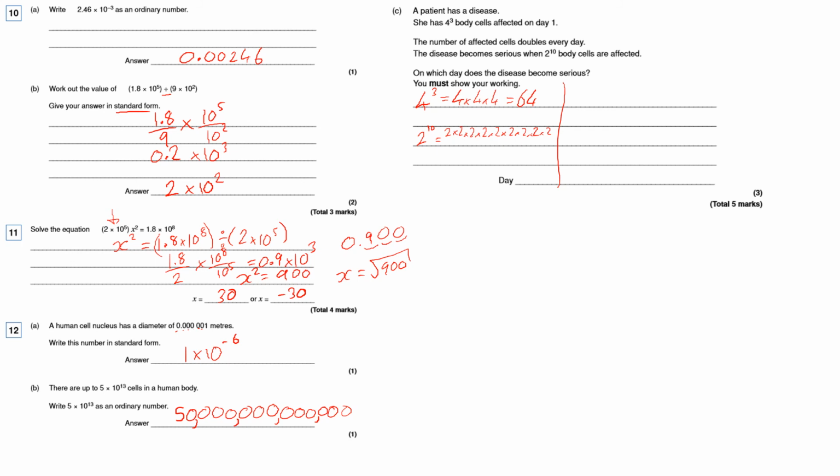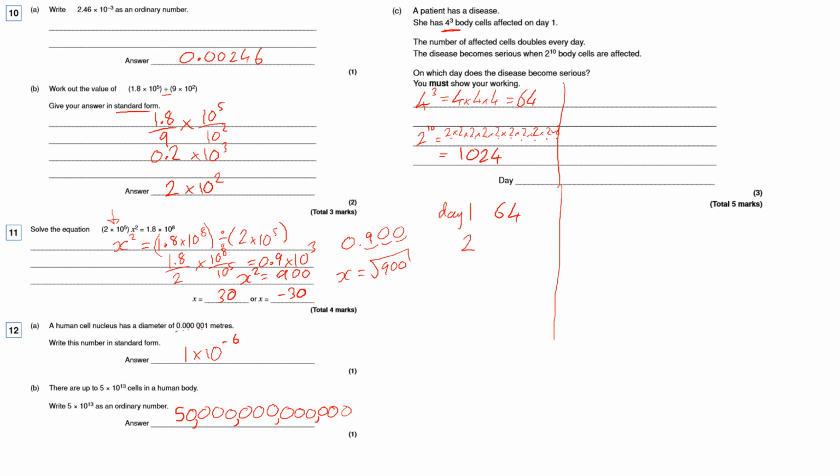1, 2, 3, 4, 5, 6, 7, 8, 9, 10. And, you know, it's going to take a while. We go 2, 4, 8, 16, 32, 64, 128, 256, 512. That's 1024.